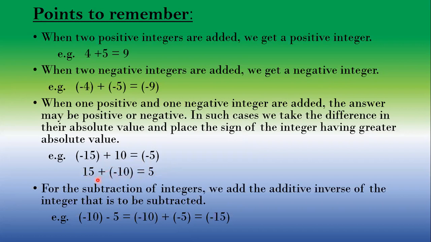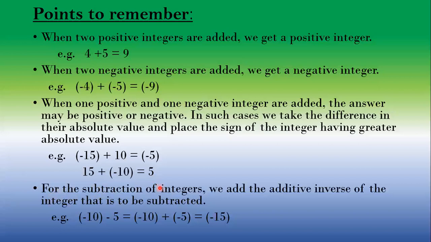See, here also one integer is positive, 15 is positive, and minus 10 that is negative. They are of different sign, one positive and one negative. When we have to add such numbers, we will take their absolute value. 15 absolute value is 15. Minus 10 absolute value is 10. Now we will find the difference. Difference is 5. And here greater number sign we have to give. Greater number is 15. 15 is positive. So the answer will be positive. Understood? Now we will consider the subtraction.